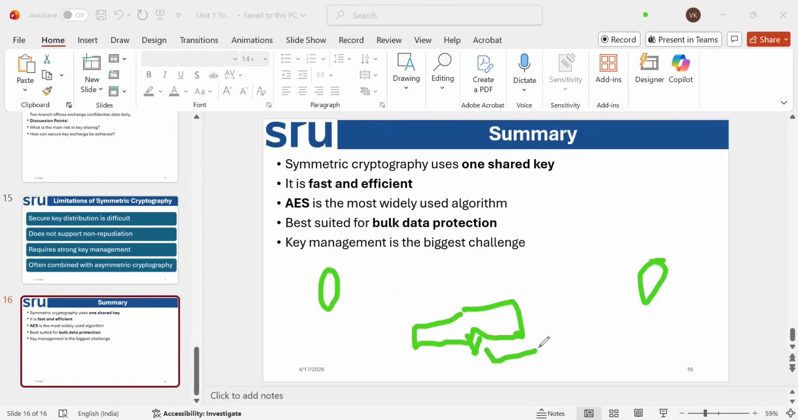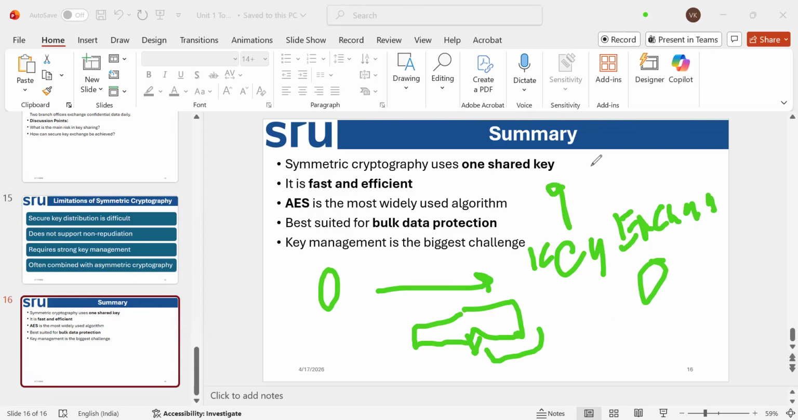Now what is the problem? Key exchange. That is the issue, because the key can be tapped. And what algorithm do we use for secure key transfer? Diffie-Hellman. But again there's a problem with large data transfer: the key can be hacked. That's why we come to asymmetric, which we will discuss in the next upcoming lecture.